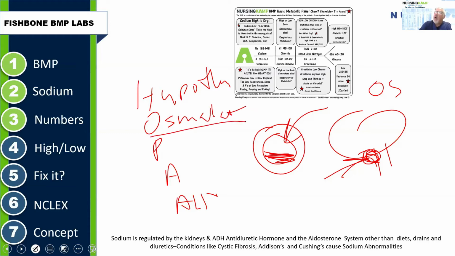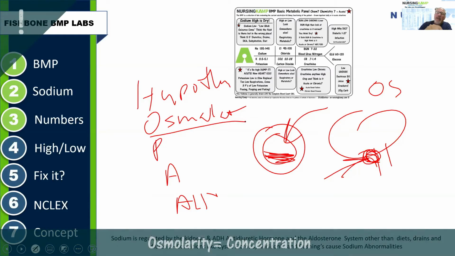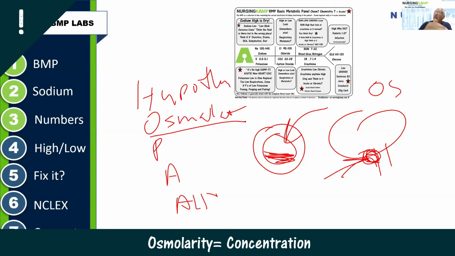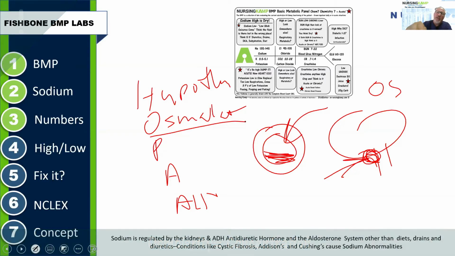When I think about osmolarity, I remove the word osmolarity and say concentration. So high osmolarity would be high concentration, and low osmolarity would be low concentration. So just remove that word. It's one of those weird sort of things, but if you just think osmolarity equals concentration, then you can get to what you need to know.